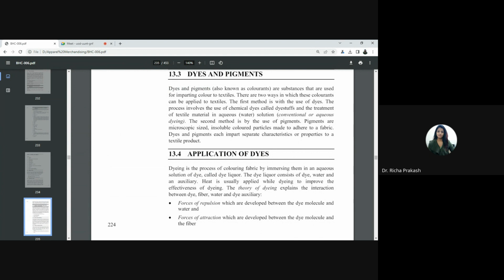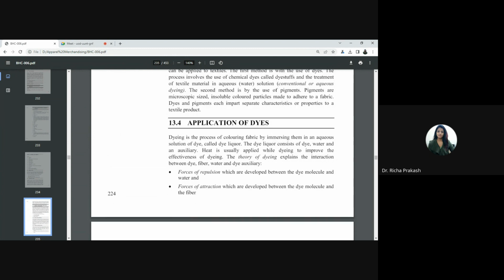With pigments, what happens is, pigments are generally used for printing, not for dyeing. So pigments are generally thicker in color. They have a gummy substance in them, and then they are only used for top application of that particular print or design or whatever you need. So dyes are generally used for dyeing, and pigments are generally used for printing.